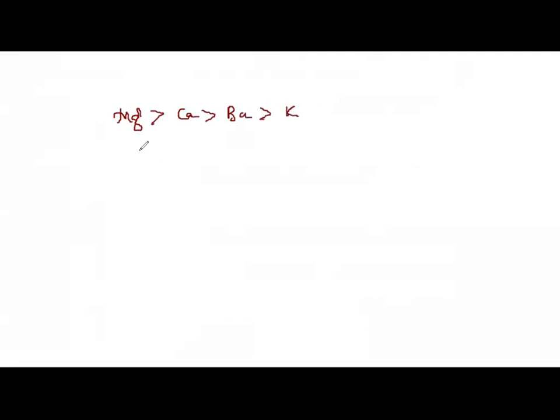It can be explained on the basis of standard reduction potentials. On the basis of standard reduction potentials. So E naught, the standard reduction potential of potassium, forming K plus ion versus K.